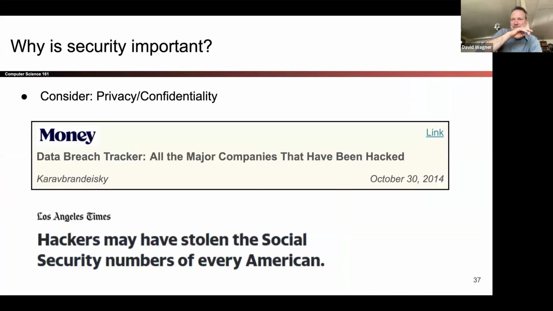This also affects your privacy. For instance, one news story I saw reported that hackers may have stolen the social security number of every American. Great. Just what I needed. Companies get breached all the time, it seems like, and they're storing data about us, and now someone we don't know has access to that data.